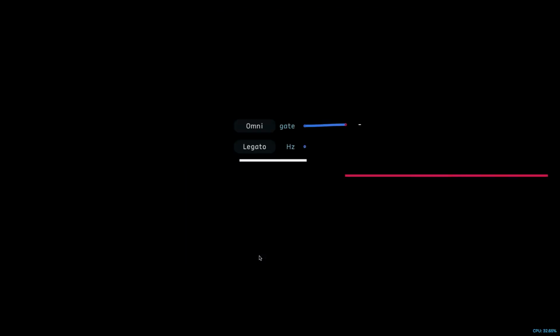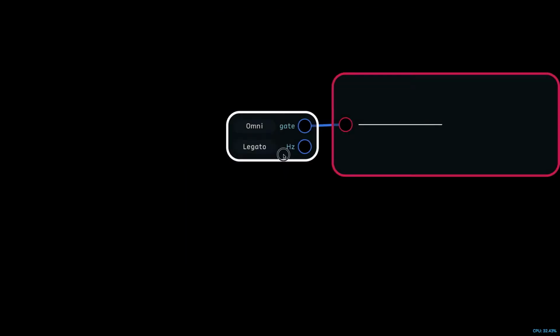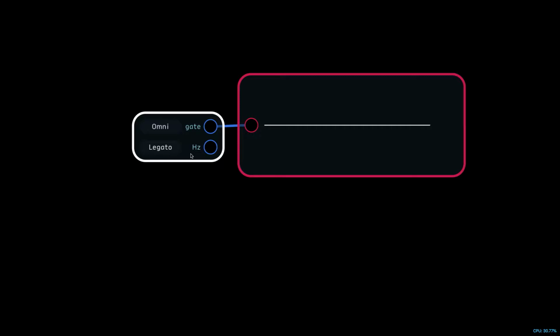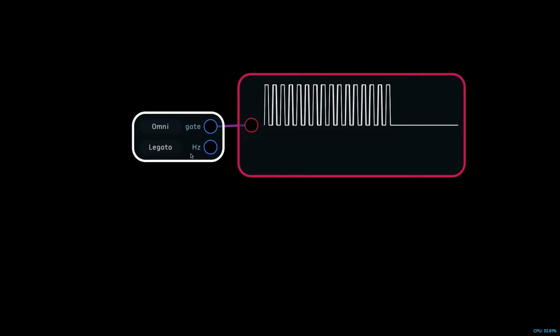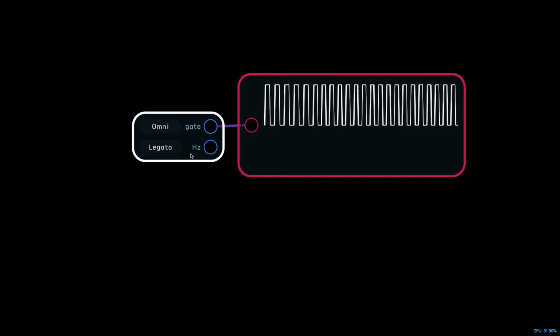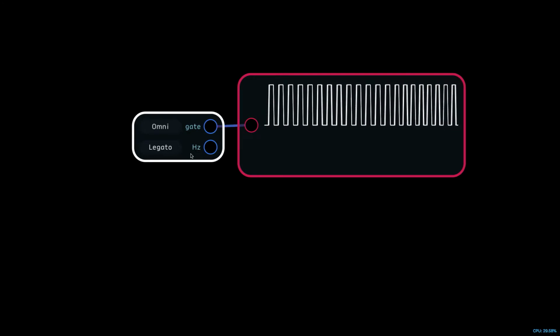As I mentioned before, at some point you may wish to synchronize your Audulus patch with an external source. So now we're going to take a look at some ways that you can do that using MIDI, CV, and even a drum track.